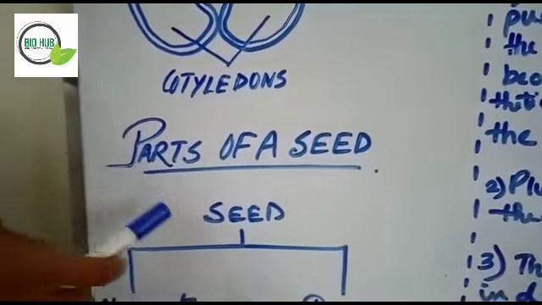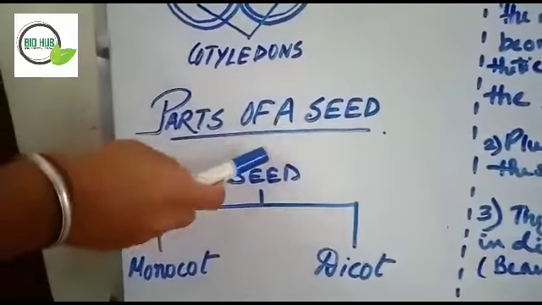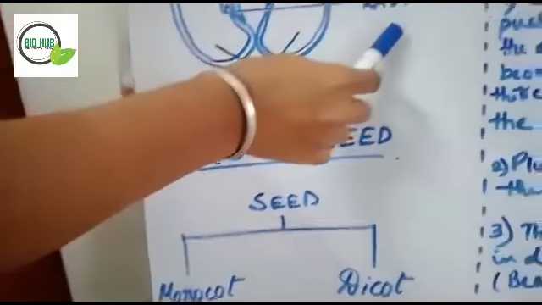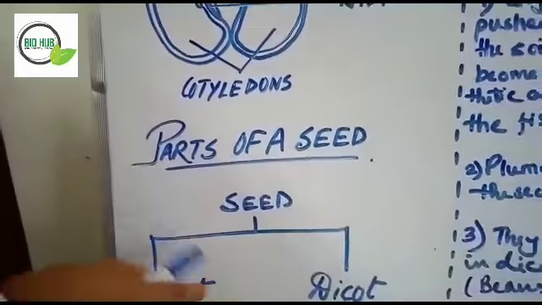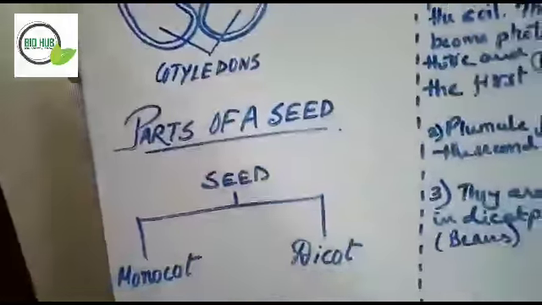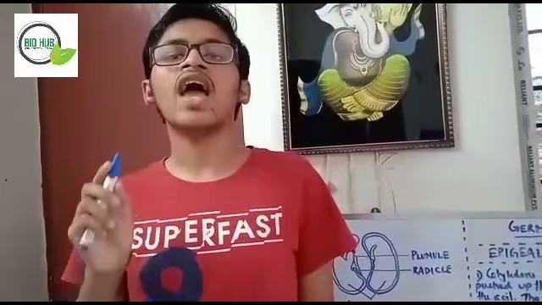Now let us see the parts of the seed. As I told you, the parts of a seed are these three: plumule, radicle, and cotyledons. Now see, seeds are of two types, monocot and dicot. Monocot seeds are those in which there is only one cotyledon, but dicot seeds are those in which there are two cotyledons. So these are also known as monocotyledonous and dicotyledonous seeds.